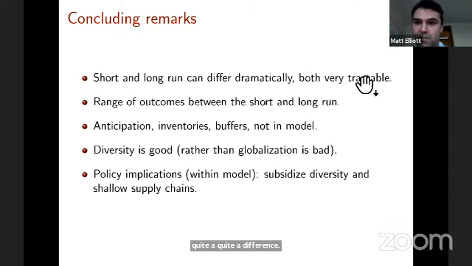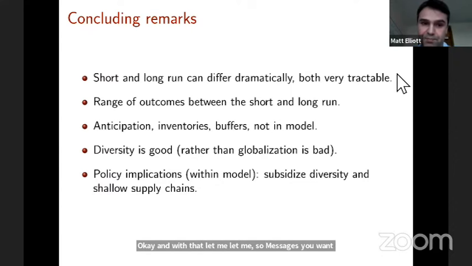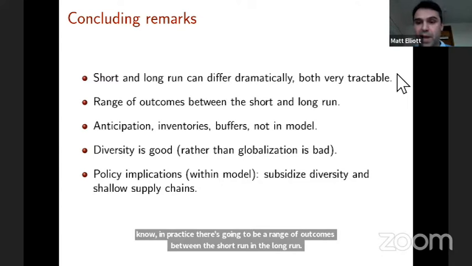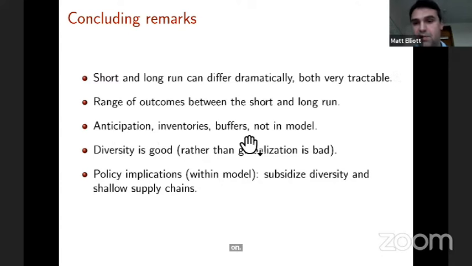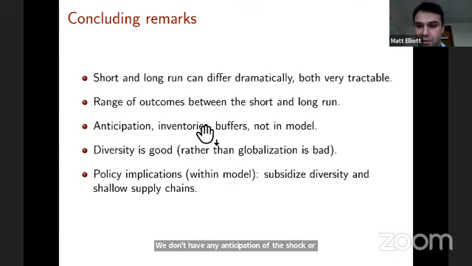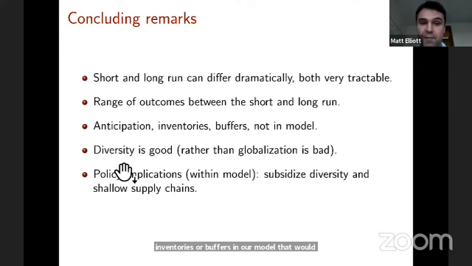So the message we want you to take away is that the short and long run can differ dramatically, but both problems are tractable. And in practice, there's going to be a range of outcomes between the short run and the long run. In the paper, we explore what might happen in the middle run where we allow prices to be flexible and so on. We don't have any anticipation of the shock or inventories or buffers in our model, which would obviously have an impact and we think are important to think about.